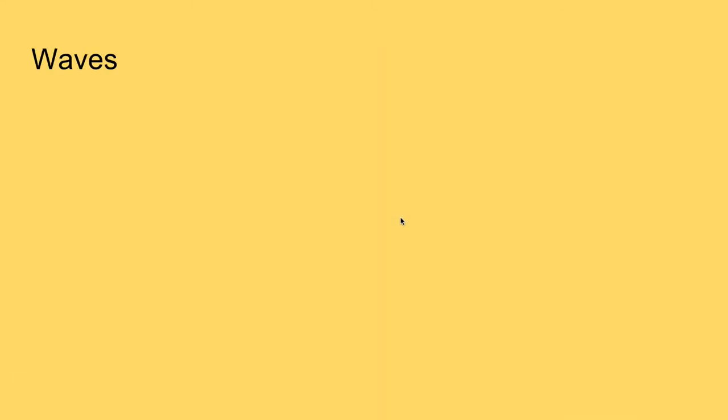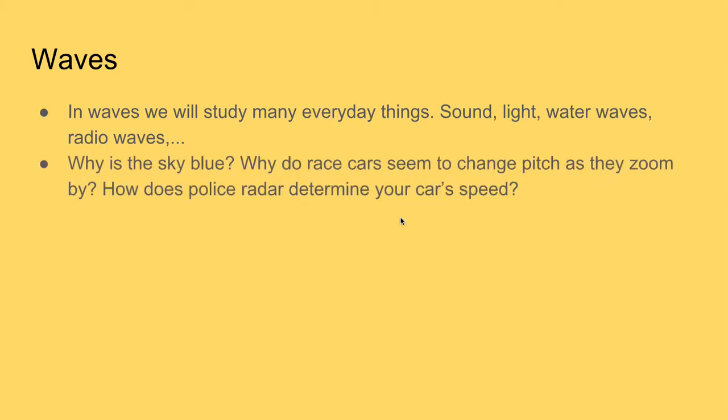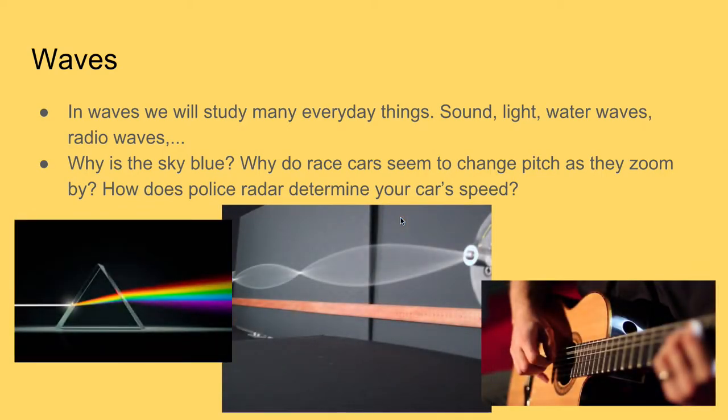And our last unit is going to be on waves. In waves, we're going to study many everyday things: sound, light, water waves, radio waves. We'll answer questions like, why is the sky blue? Why do race cars seem to change pitch as they zoom by? They go, meow. And how does police radar determine your car's speed? And here are some pictures dealing with things that we're going to study in the waves unit.